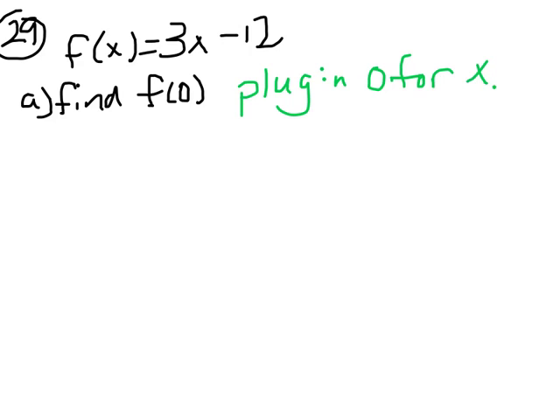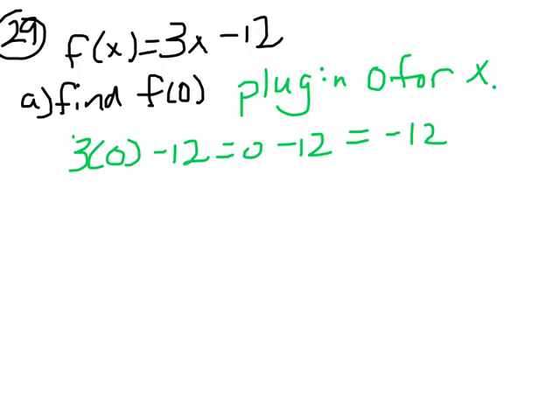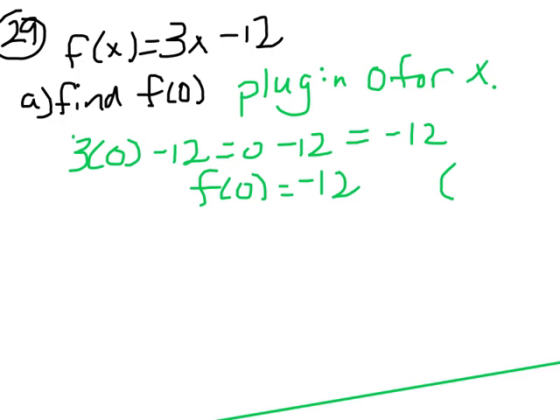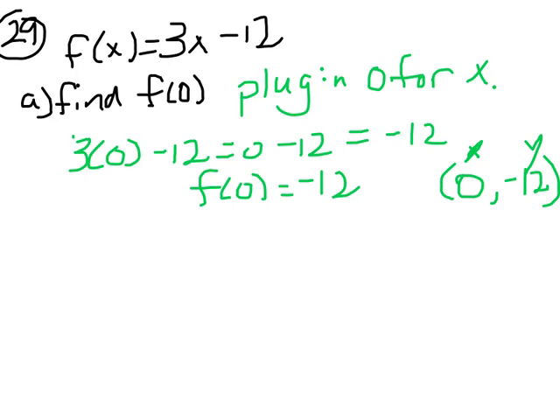Okay, so if we do that, we could say 3 times 0 minus 12, which would be 0 minus 12, which would be negative 12. So f of 0 is negative 12. That just means when I plug in x equals 0, because remember my x goes first, I got negative 12 as a y.